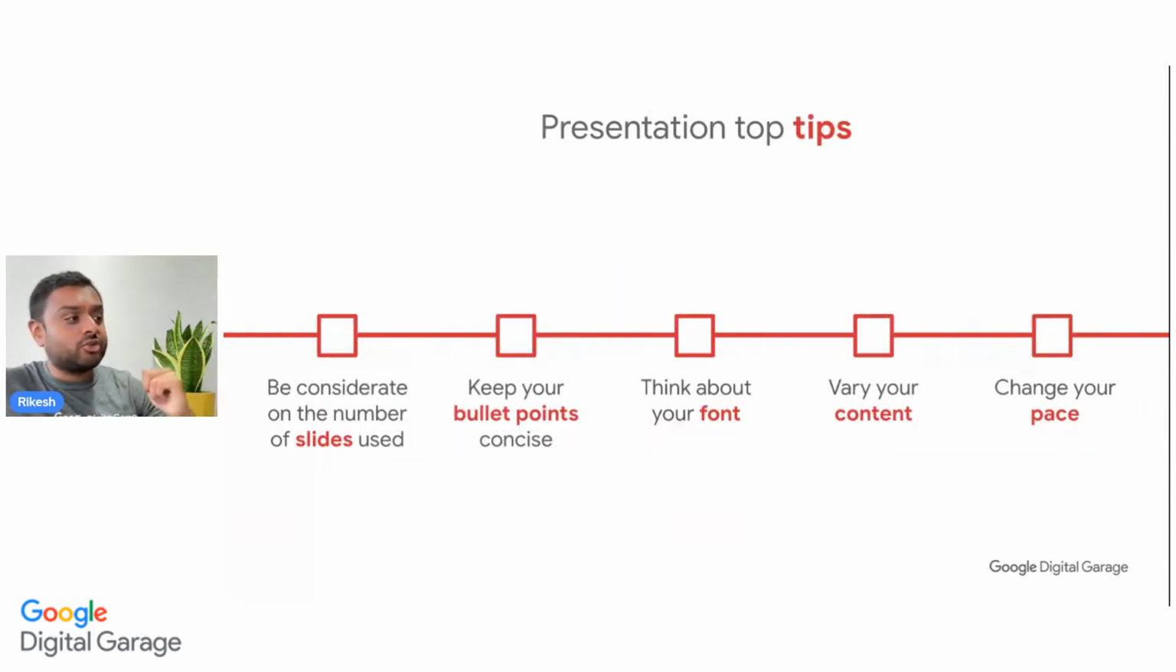Now, some presentation top tips: be considerate of the number of slides. You don't want loads of slides, because that's going to essentially put a lot of people to sleep. Keep your bullet points quite concise. You don't need long bullet points, because then you get into the paragraph territory that we've just spoken about. Think about your font. There are some fantastic calligraphy style joined up fonts available online, but they are hard to read. So you want to use fonts that are easy to read for your audience. Try and vary up your content. Think about adding photos and videos where possible and relevant. And I'll speak about pacing when we come to the final part of this session.